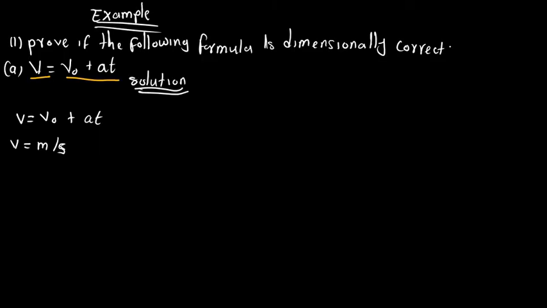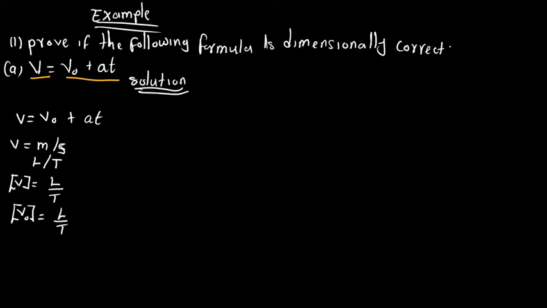Now look at this. Meters is length, and length has the dimensions of L. S is second, which is time. So the dimensions of time is big letter T. Therefore, the dimensions of velocity is simply L over T. Take note of that. Okay? Same as V initial. It will also have the same dimensions.